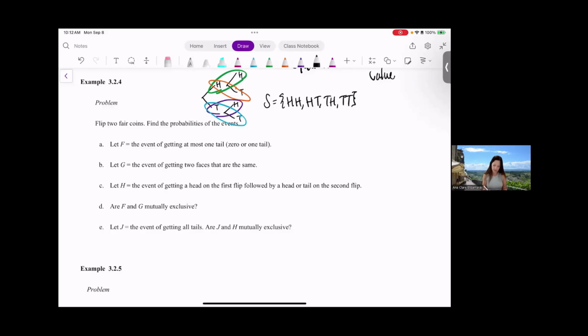So listing the events, at most one tail is heads, heads, heads, tails, tails, heads. I can't do tails, tails because that's more than 1 or 0. And that probability of F is equal to 3 of those outcomes out of the 4 in the sample space.